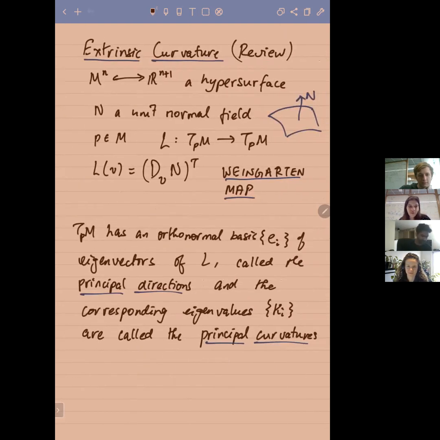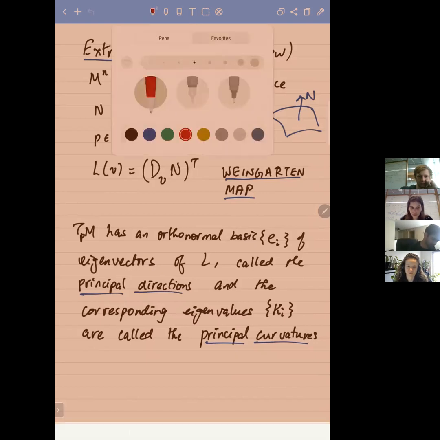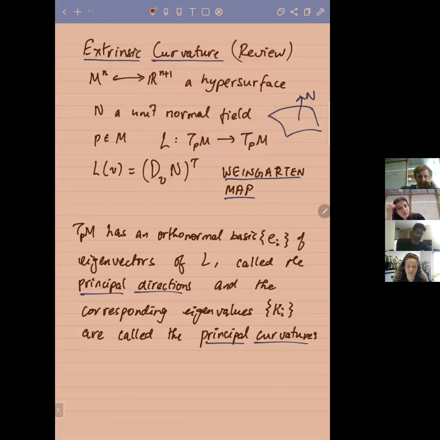The first thing I want to introduce is a basic review of extrinsic curvatures for those who may not have seen it before. For the experts, my apologies for putting this boring stuff in the beginning, but since we're talking about extrinsic flows, let's start by defining what extrinsic curvature is.